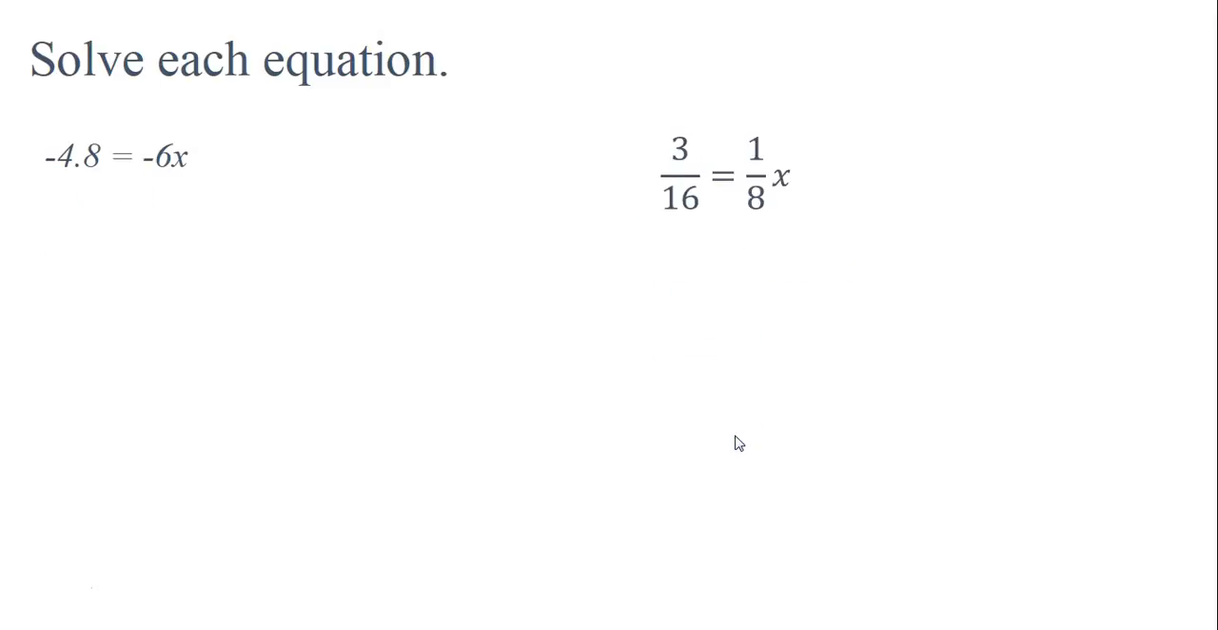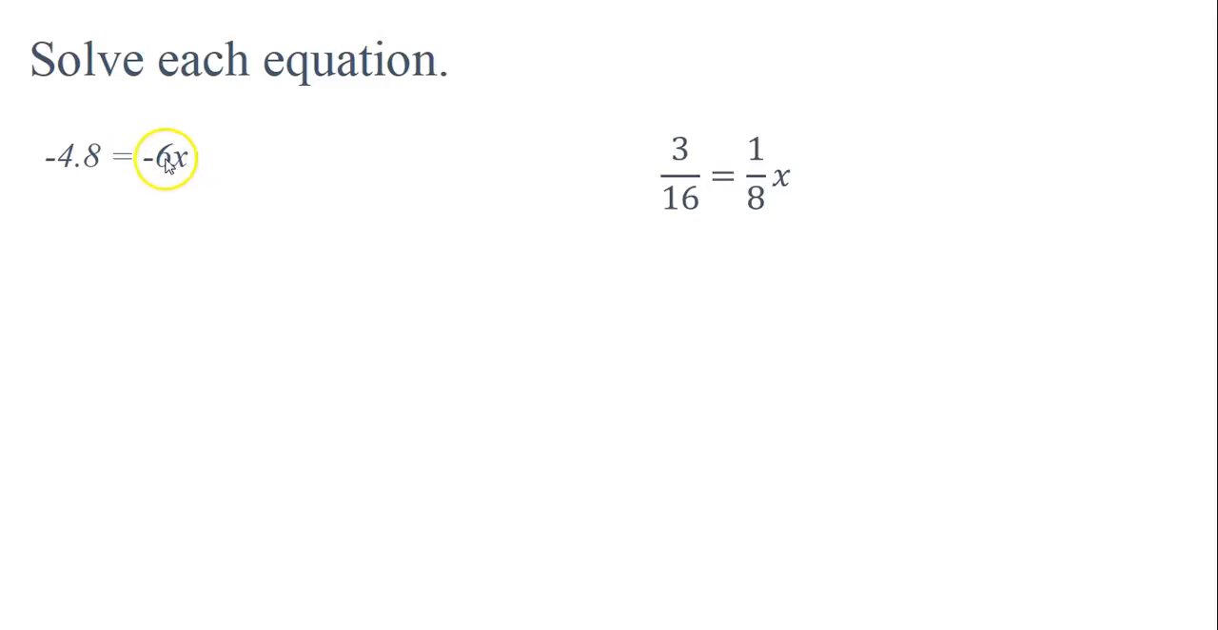Solve each equation. Negative 4.8 is equal to negative 6x. We want to get x by itself. We want to isolate the variable. So what would we need to do? Divide both sides by a negative 6. And we're going to divide by a negative 6.